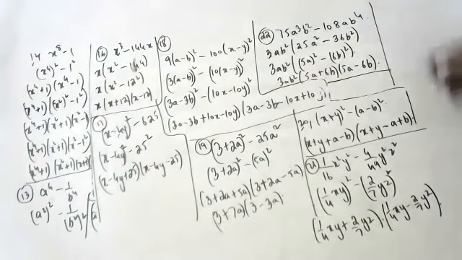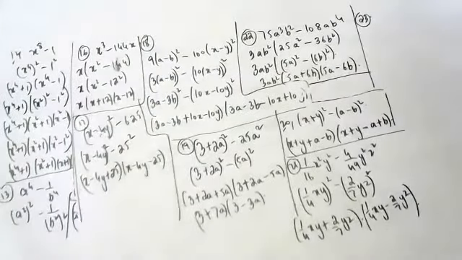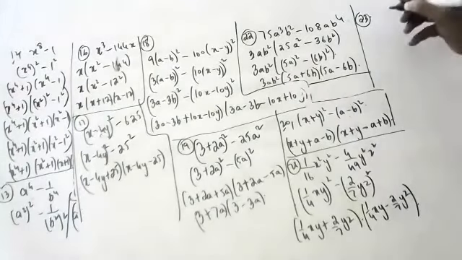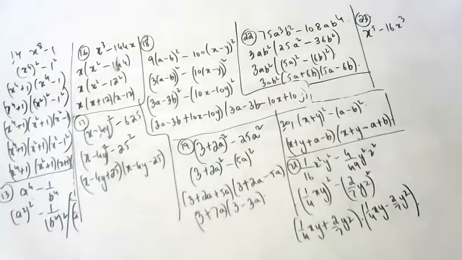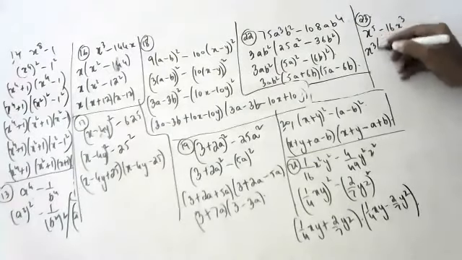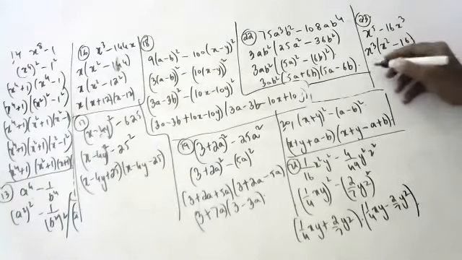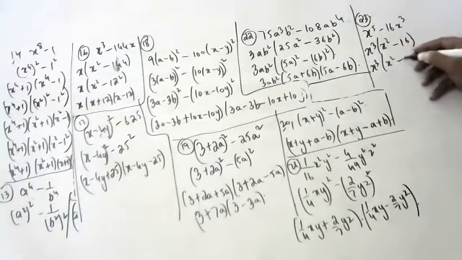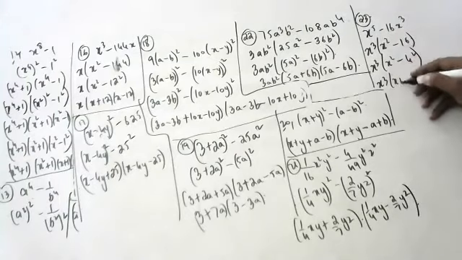Okay, so next question, 23. For you only, Sujit. x⁵ minus 16x³. Yes, take x³ common, Sujit. x³ into (x² minus 16), which is x² minus 4². So x³(x plus 4)(x minus 4).